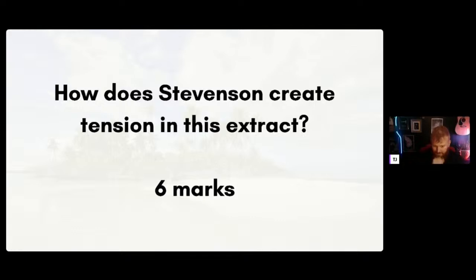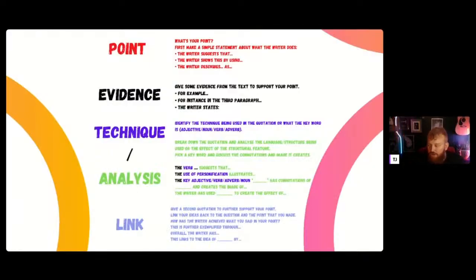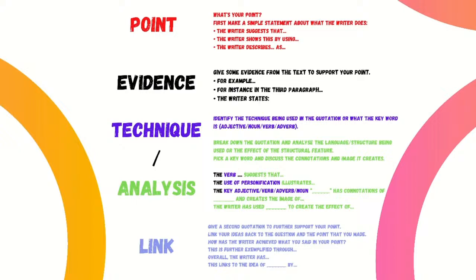Now, the structure for PETAL is as follows. You have a point. You think about making a simple statement about what the writer does, what they are suggesting, what they're showing, and here at the top with the point, you've got some suggestions about how you can structure these beginning sentences. The next thing I want you to think about is evidence, so giving some evidence from the text to support your point.